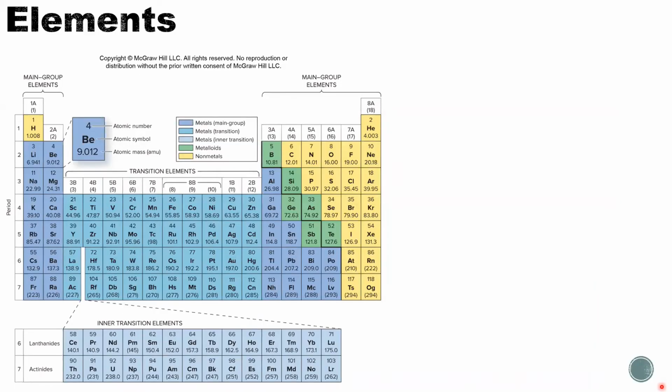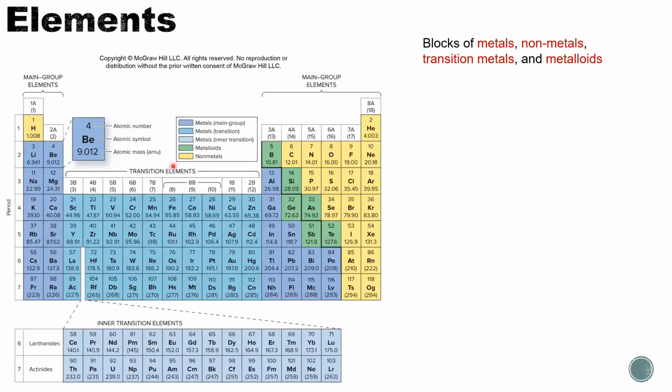Let's talk about chemical formulas. We know there are so many atoms and elements on Earth, and we can find any of the elements in this periodic table. For this table, I expect you to know the blocks of metals, nonmetals, transition metals, and metalloids.